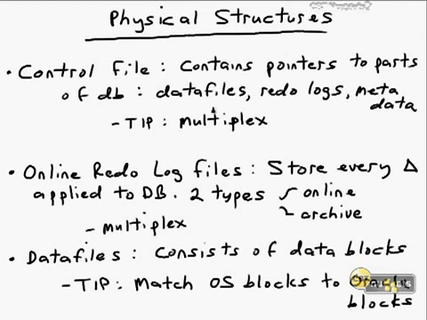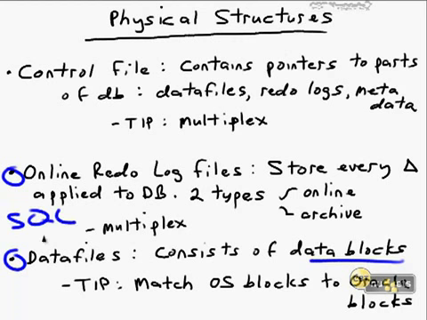Just to drive this point home because it's so important, let's summarize those physical structures again, starting at the bottom. The data files consist of data blocks. There's some terminology that we're going to need to cover with regard to how data blocks come about. You'll definitely be asked questions about that on your exam, on your Oracle exam. Online redo log files store every change applied to the database, not the changed data blocks, not the data itself, but the SQL that defines that data.